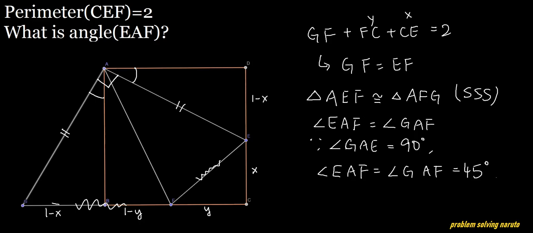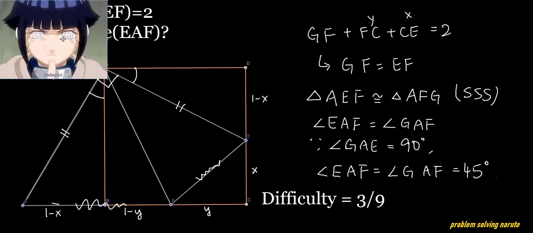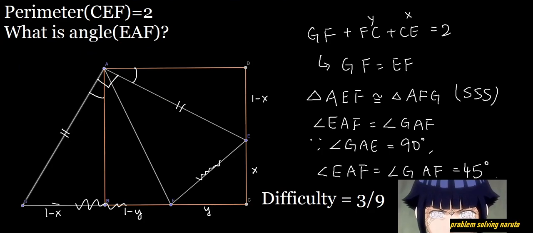Okay, let's give it a difficulty score. I'll say this is around 3 to 4. Let's say 3 out of 9. And the character is Hinata, Naruto's wife. Thank you for watching.